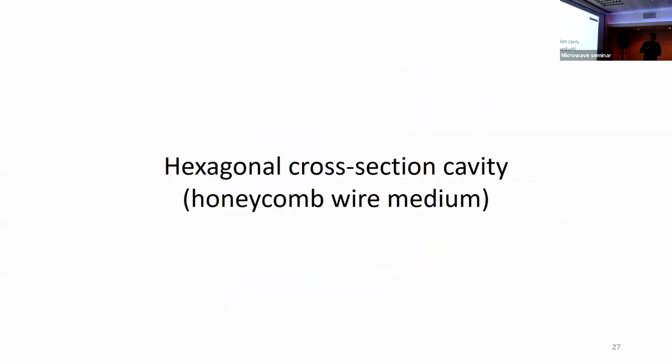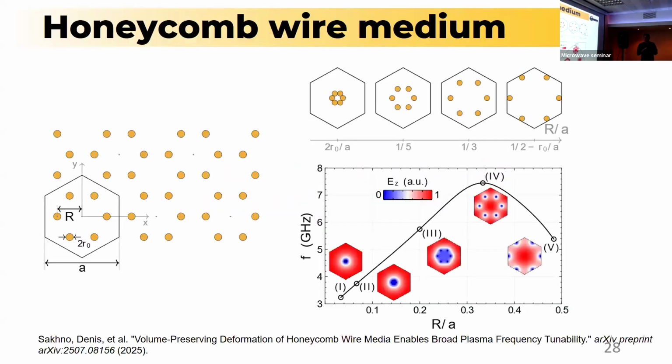Another side result is related to the measurement of the plasma frequency in a hexagonal cross-section cavity filled with a honeycomb wire medium. So the structure is the following. In those plasma haloscope experiments, we don't know 100% the mass of the axion. So it means that we need an experiment based on a cavity that is tunable. We need to change that plasma frequency in order to sweep several possibilities for the axion mass.